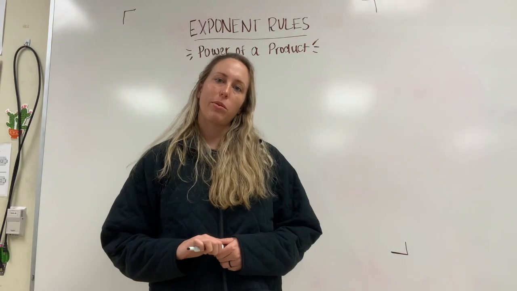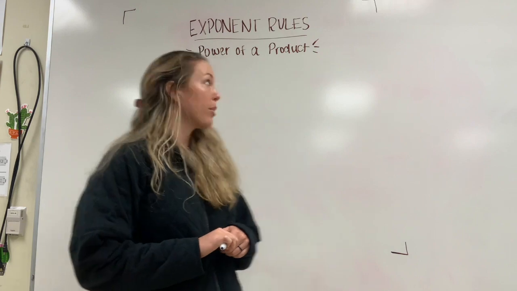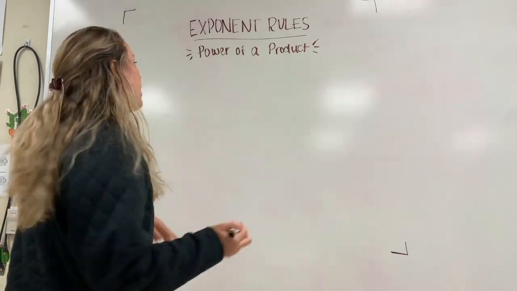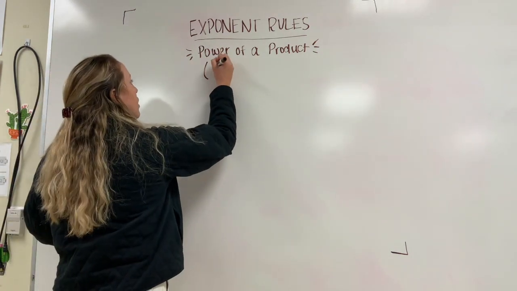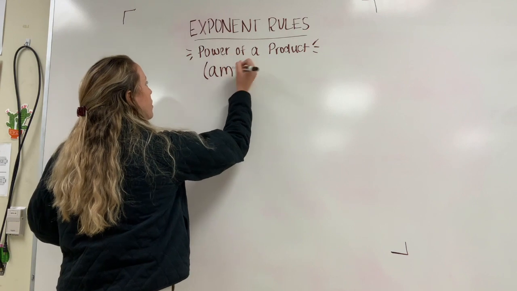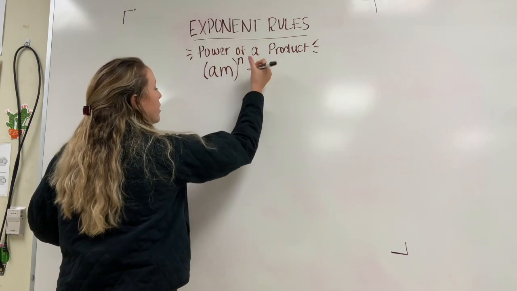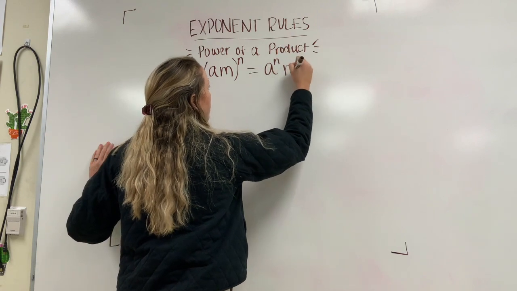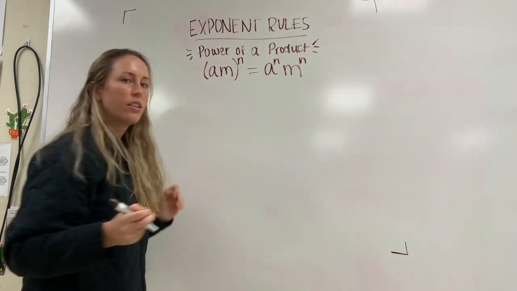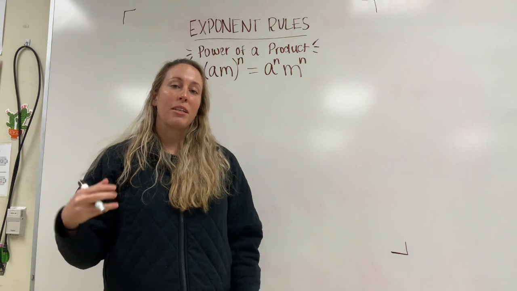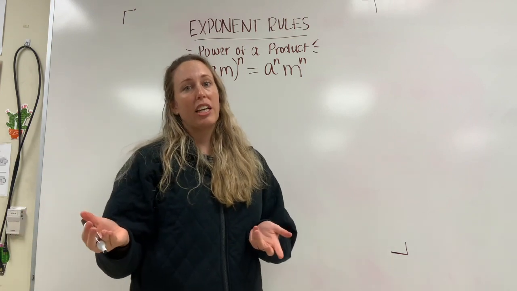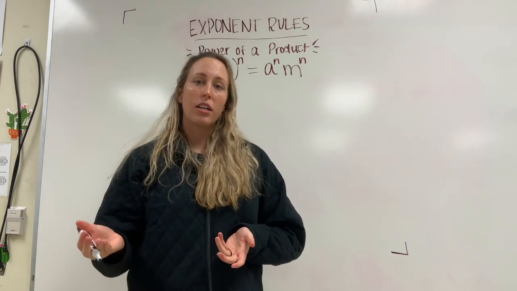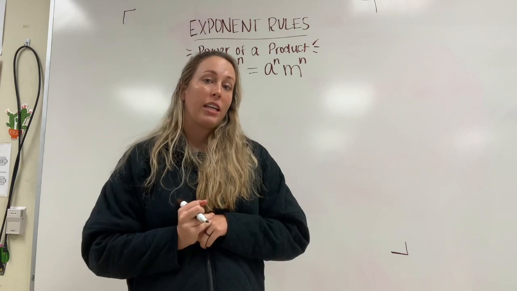So the abstract way to write a power of a product is (am)^n equals a^n m^n. Okay, so this one's going to be similar to the distributive property like what we did last semester, but we're going to be distributing exponents.